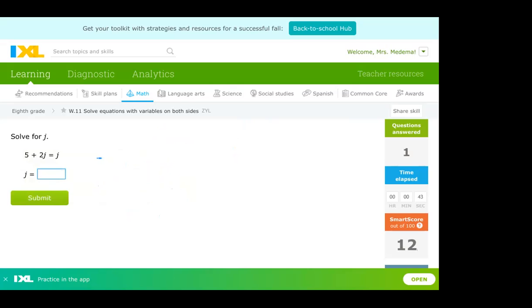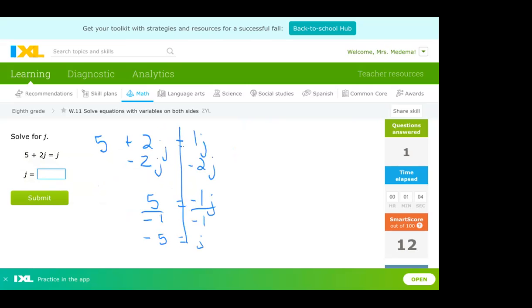All right, we have 5 plus 2j equals j. So opposite would be to subtract the j. And I get 1 take away 2 is a negative 1. And then divide away the negative 1. And you get negative 5 equals j.